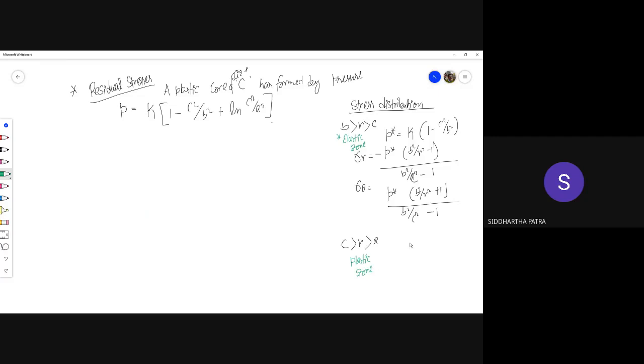you have the following expressions: sigma R equals minus K times 1 minus C squared by B squared plus ln of C squared by R squared. I guess I'm writing the correct expression. And sigma theta is K times 1 plus C squared by B squared minus ln of C squared by R squared. Okay. So these are the expressions.